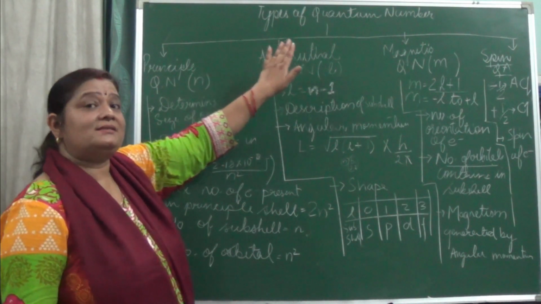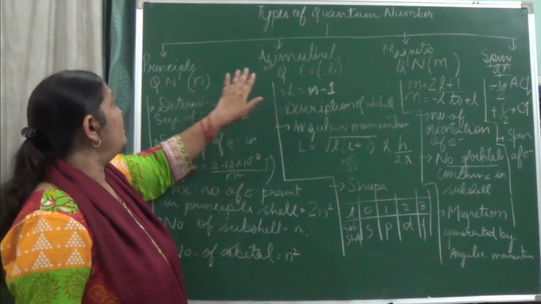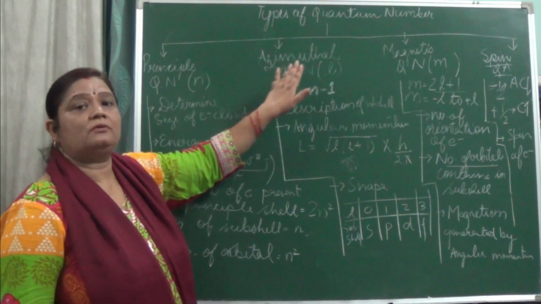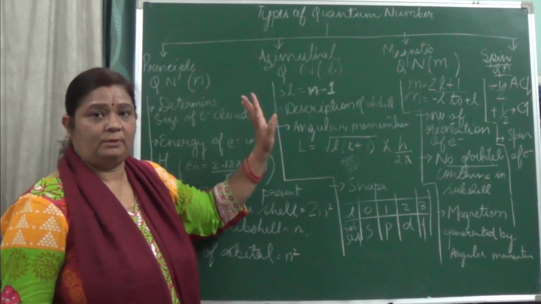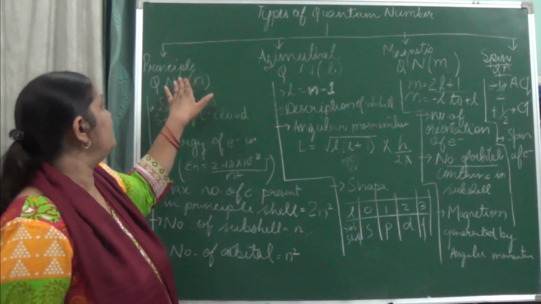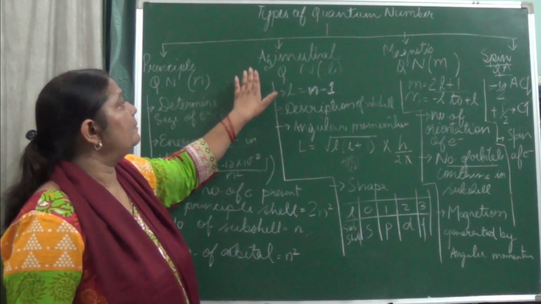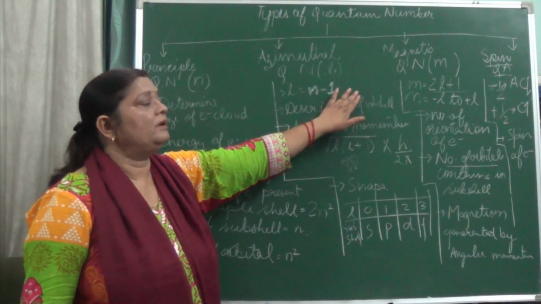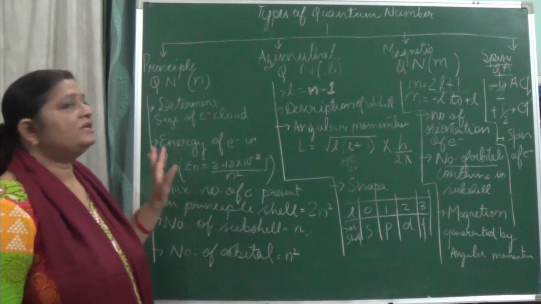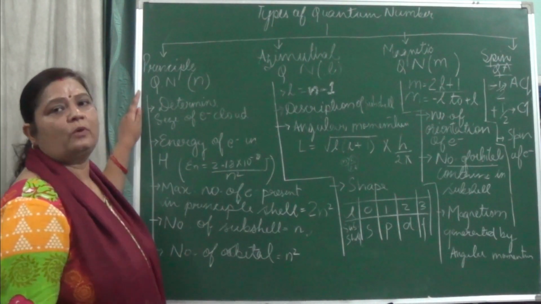When it addresses the orbital, only three quantum numbers are taken: the principal quantum number, azimuthal quantum number and magnetic quantum number. But when it addresses the electron, all four quantum numbers are considered: principal quantum number, azimuthal quantum number, magnetic quantum number and spin quantum number. So first let us move on to the principal quantum number.